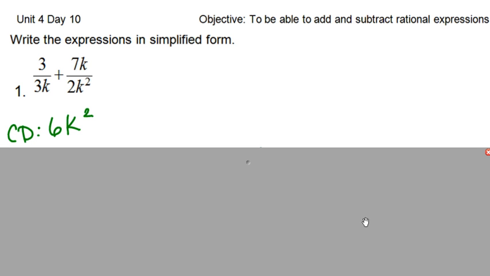So again, we're going to multiply by what's missing for each term. So in order to make this a 6k squared, I would have to multiply both numerator and denominator by 2k. In order to make this a 6k squared, I would have to multiply the numerator and denominator by 3.